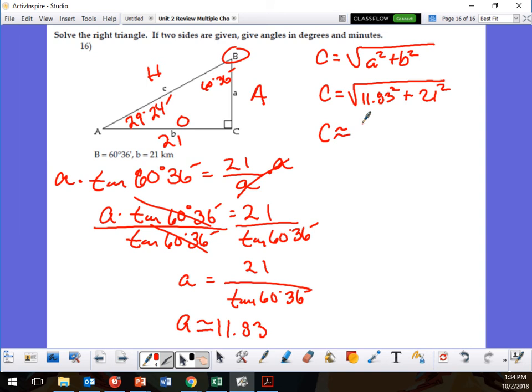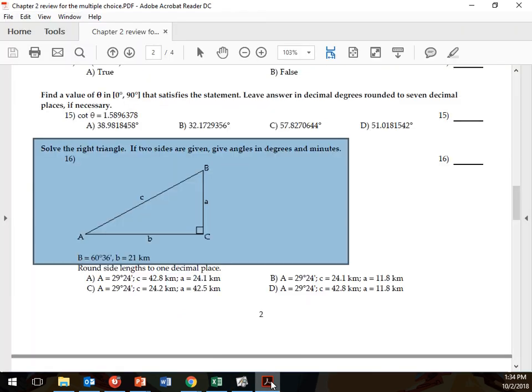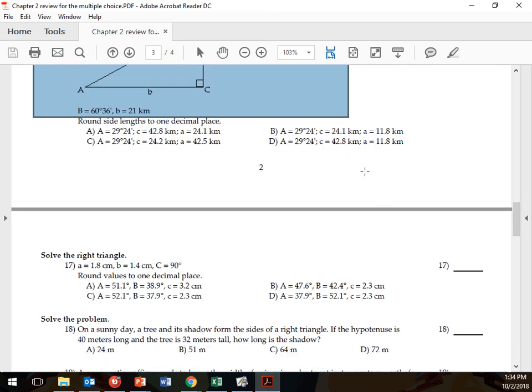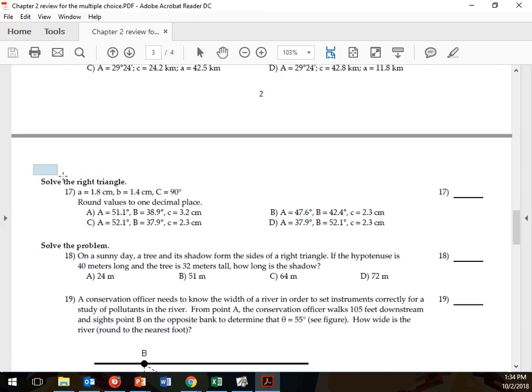580.99. Take the square root of it. You have to square root the outside. 24.1. 1.08, which means it's 24.1. Okay, so now let's go back to our multiple choice. My answer has to be B. B has to be that answer. Okay, that leads us to 17.